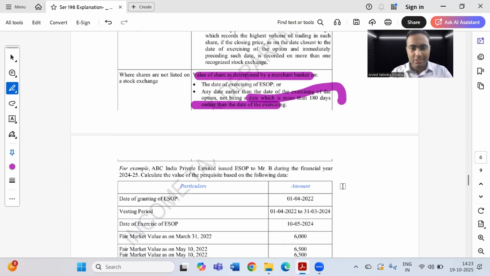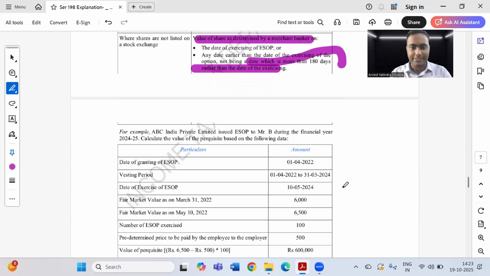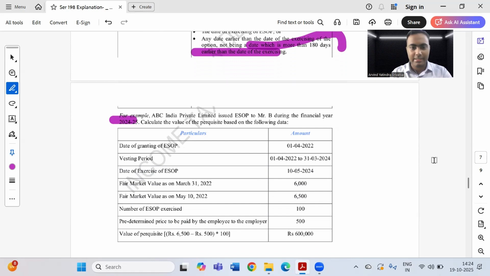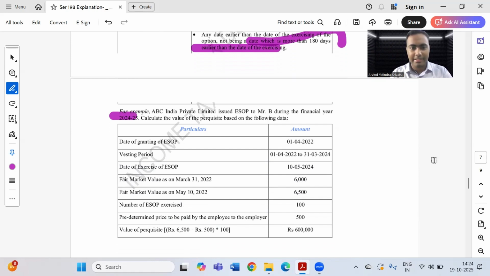Next is coming down. So they have explained an example here. ABC India Private Limited issues ESOP to Mr. B during the financial year 24-25. Calculate the value of perquisite based on the following data. Date of granting of ESOP, 1st April 2022. Vesting period, 1st April 2022 to 31st March 24.